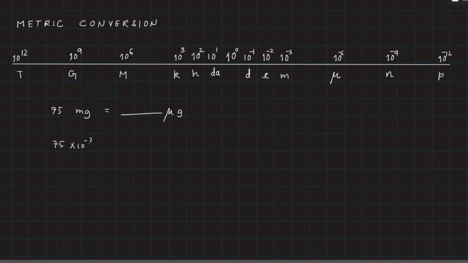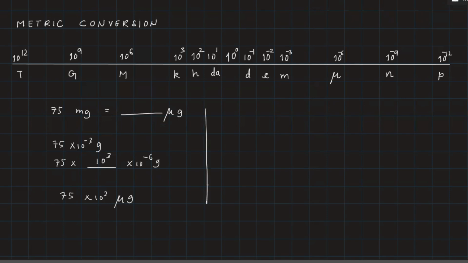75 into 10 to the power minus 3 grams. And you need micro. So 75 into 10 to the power minus 6. So this has to be 10 to the power 3 to make it minus 3. So this becomes 75 into 10 to the power 3 microgram.